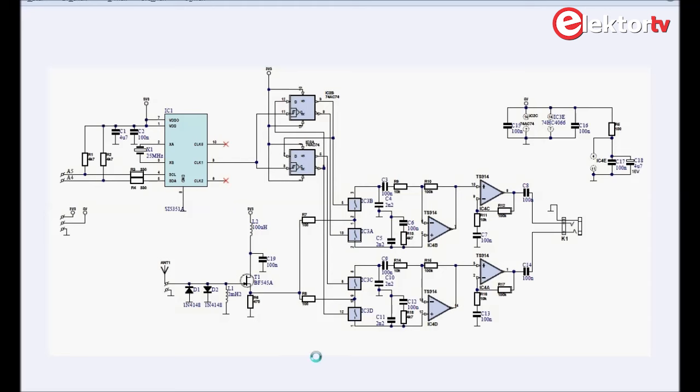The first stage is a matching of impedance. A very high impedance antenna can be used, and we have a lower impedance at this point to feed the mixer.